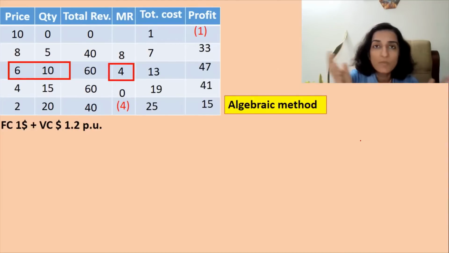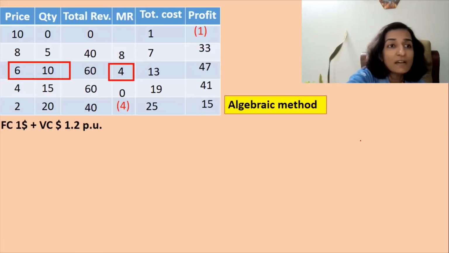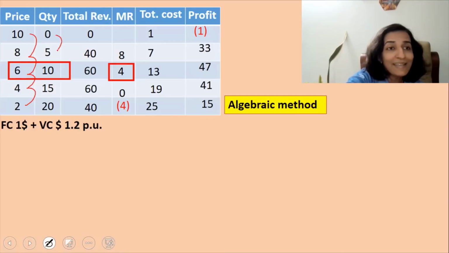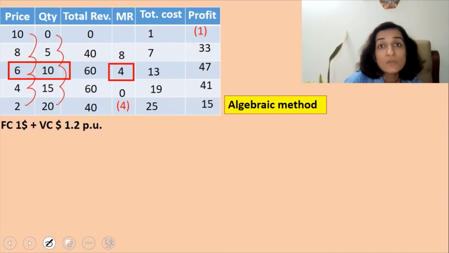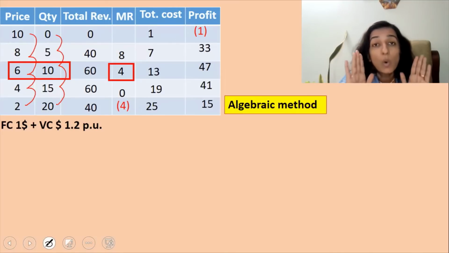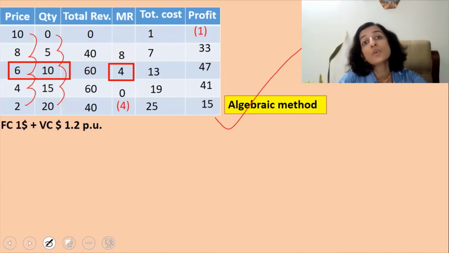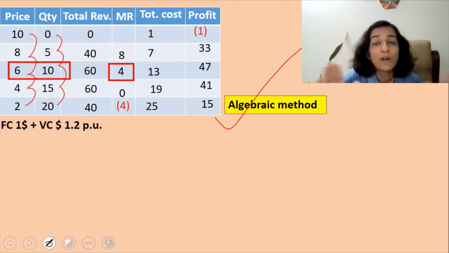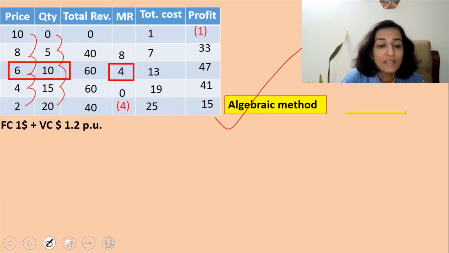Now, the algebraic method is based on formulas. And when can we apply formulas? We can apply formulas only when there is a pattern that is existing between the variables. And in this case, if you see here, when the price drops by $2, the quantity increases by 5 units, which means that there is a pattern existing between the price and the quantity demanded. Only if there is a pattern can we adopt the algebraic method, or we have to resort to the tabular method. And the principle on which the algebraic method is based is marginal revenue should be equal to the marginal cost.